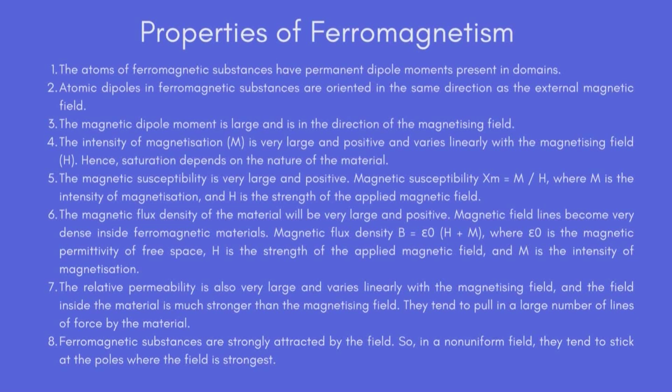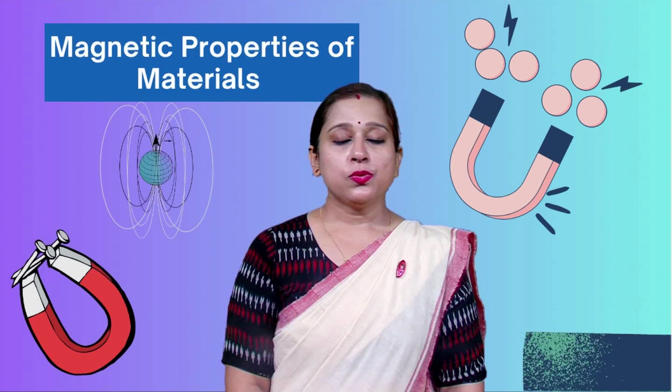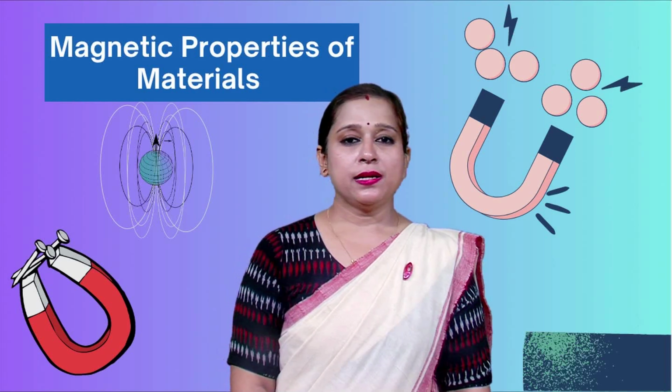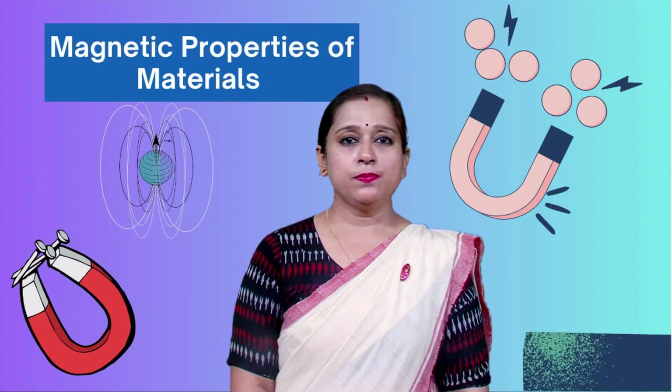The magnetic flux density of a material will be very large and positive. In case of ferromagnetic material, the relative permeability is also very large and varies linearly with magnetizing field. Ferromagnetic substances are strongly attracted by the field, so in a non-uniform field, they tend to stick at the poles where the field is strongest. Let us move to the next type of magnetic material, that is antiferromagnetic material.